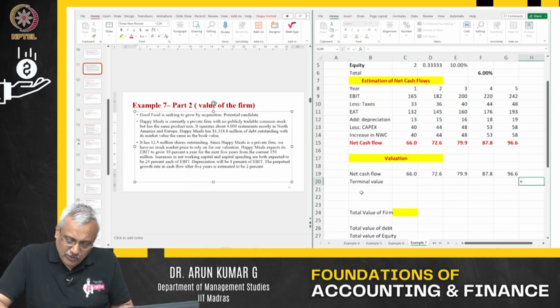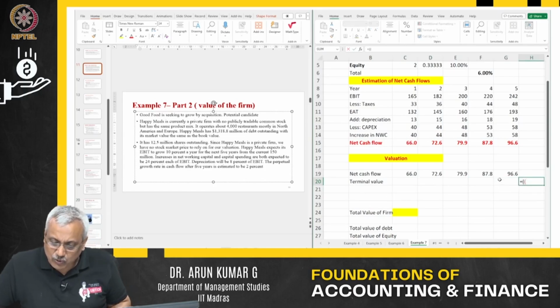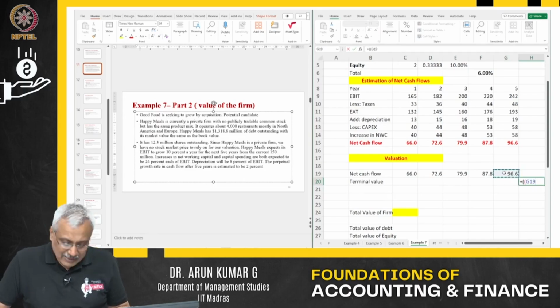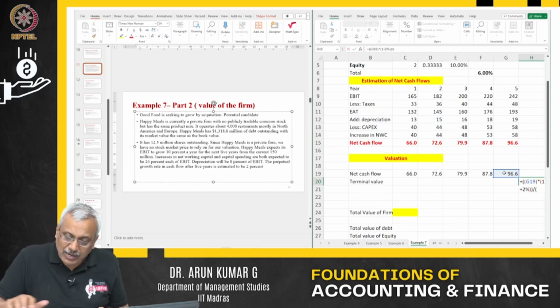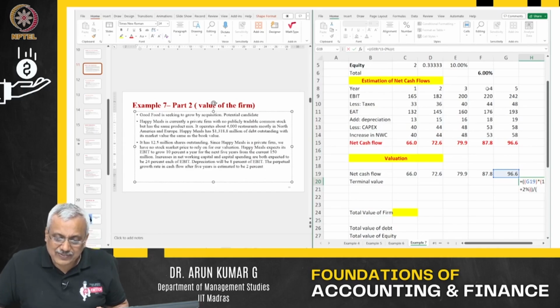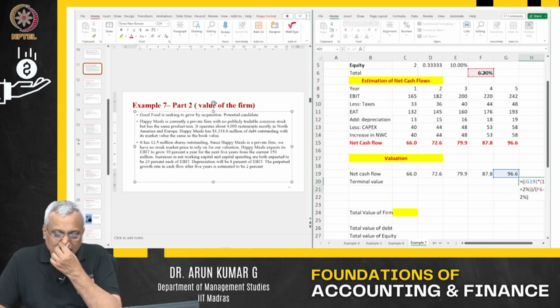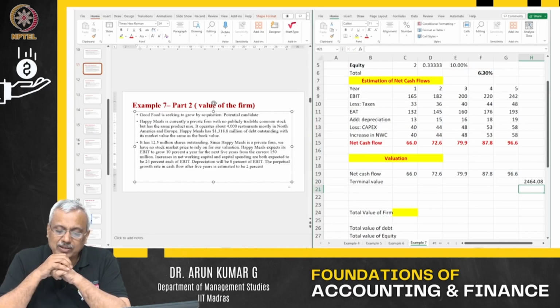What is the kind of growth that you are going to have? This cash flow is going to grow at 2%. That is what they have indicated, divided by what is my cost of capital? My cost of capital minus my growth rate in this particular case. This is going to be what we call my terminal value of the enterprise.